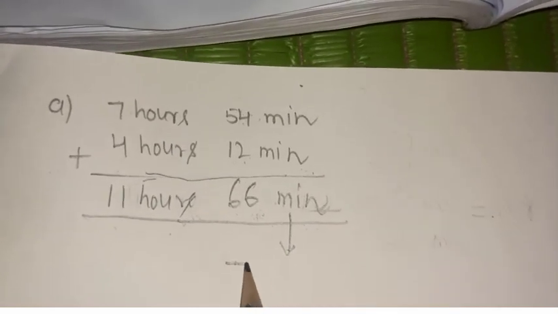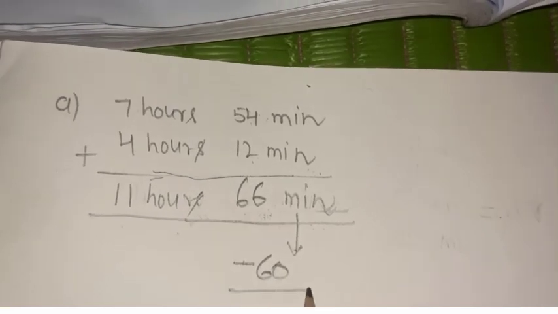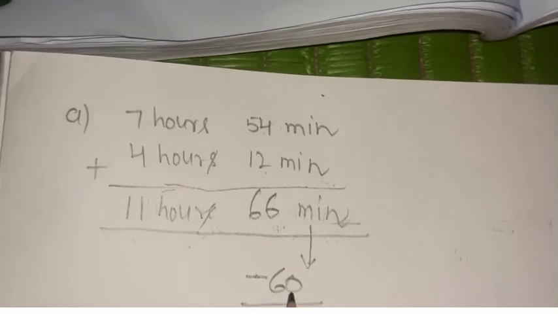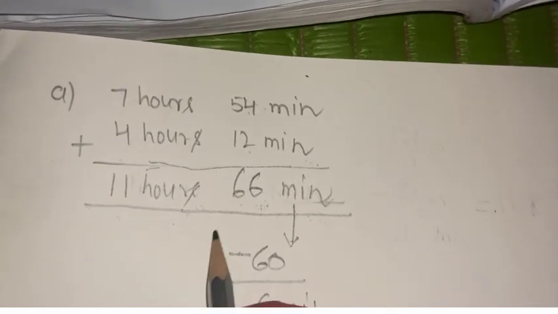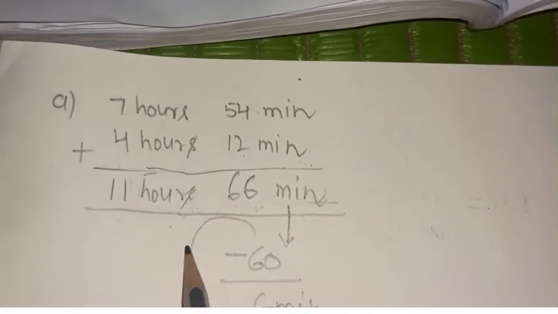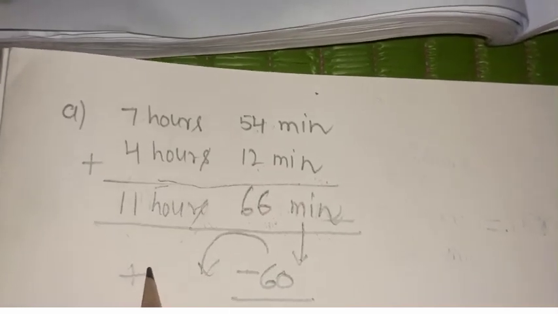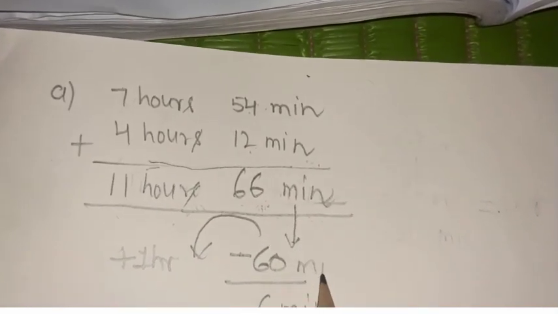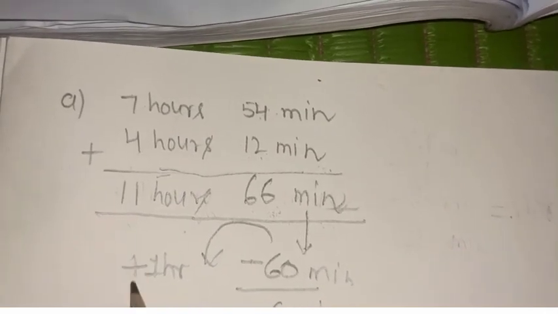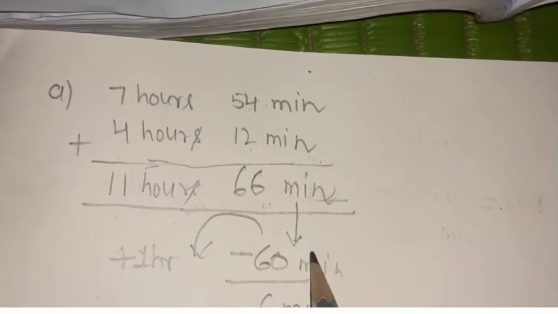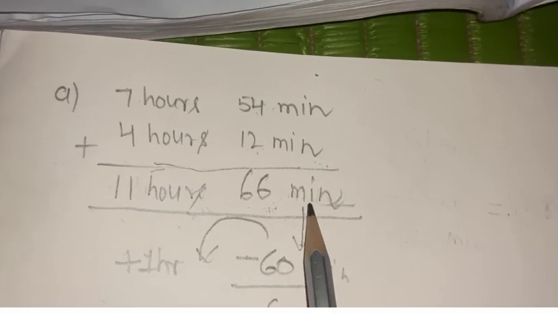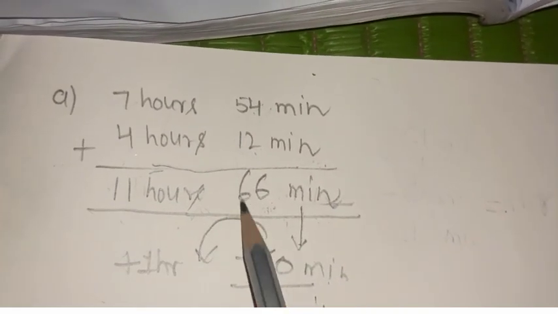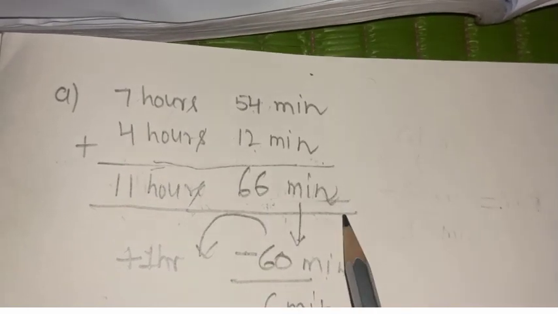So we will subtract 60 from 66. That will give you 6 minutes. Then these 60 minutes will be sent to this side. This will be 1 hour. Why have we written here 60 minutes and here 1 hour? Because this is the hour section, this is the minute section. Getting it? So we have subtracted 60 minutes. Why are we doing so? Because in this section we just want the minutes only.